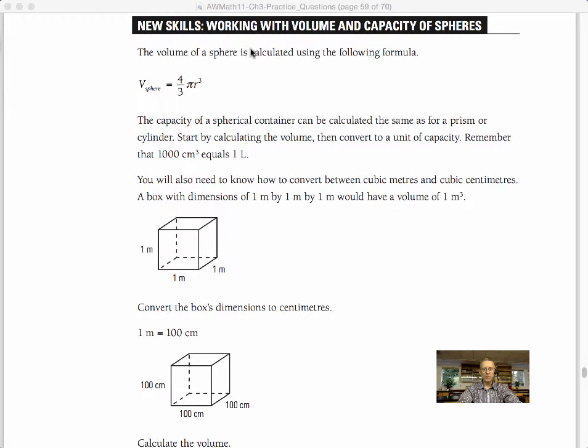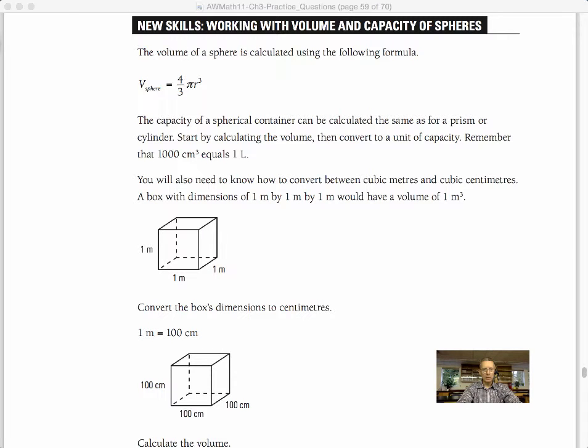The volume of a sphere is calculated using the following formula. So notice the volume of a sphere is a little bit similar to the area. If you remember rightly, the area of a sphere was 4 pi r squared. This is a little bit different. We're dividing the 4 by the 3, but we're also multiplying by another r. So this is the volume of a sphere.